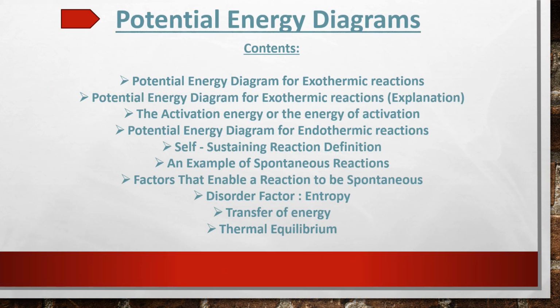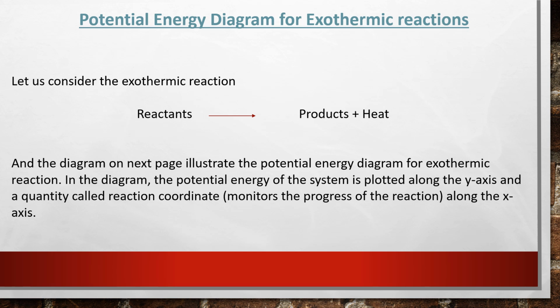In this video, we are going to learn about potential energy diagrams. Potential energy diagram for exothermic reaction. Let us consider the exothermic reaction in which reactants convert into products and liberate heat. The diagram on the next page illustrates the potential energy diagram for exothermic reaction. In this diagram, the potential energy of the system is plotted along the y-axis and a quantity called reaction coordinate, which monitors the progress of the reaction, along the x-axis.